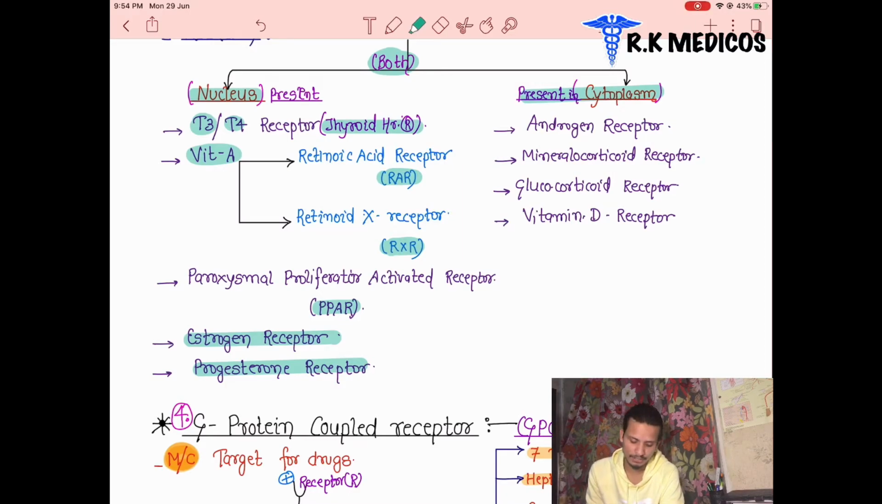These are important. The thyroid hormone receptors are located where? Nucleus. Estrogen, nucleus. Progesterone, nucleus. PPAR, that is nucleus. RAR, RXR, nucleus. Vitamin A receptors are located in the nucleus.